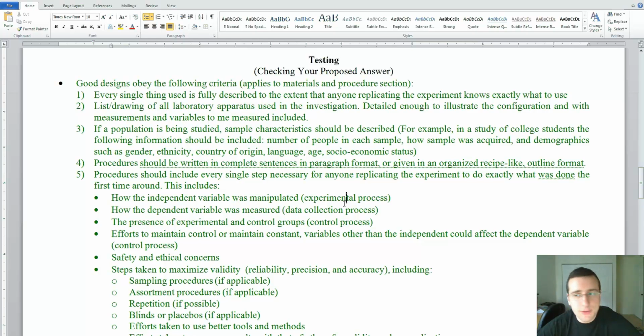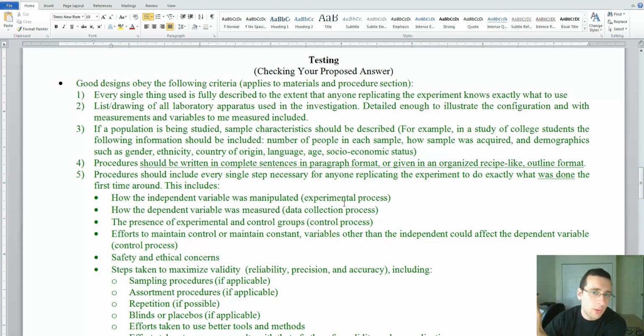Now, this includes both the materials and procedures section of your lab report. For the materials section, I'm going to be looking to see that you've listed every single thing that you've used, including the quantities, because I need to be able to replicate exactly what you did, and that means I need to know exactly what you used.